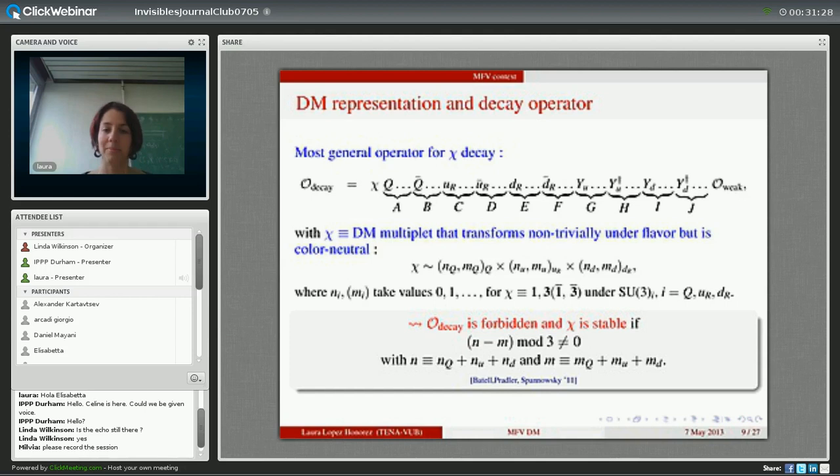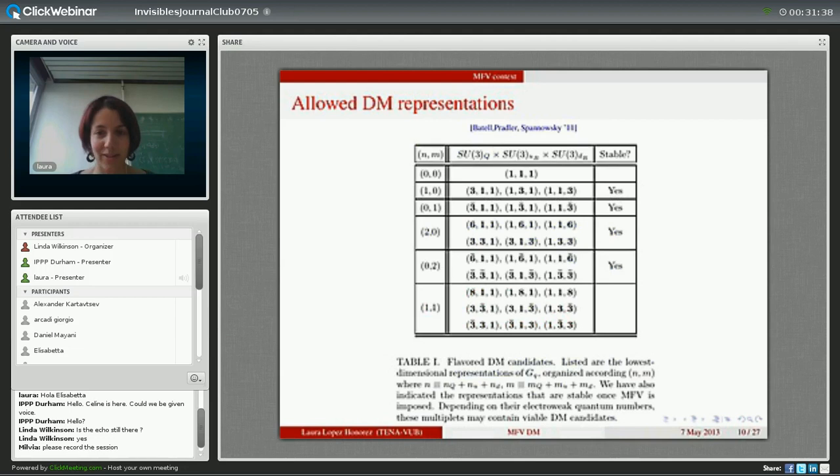So this is the conclusion they get, and they had a table where you can see a list of different possible lowest dimensional representations under the flavor symmetry group, which can be complete singlets, but this is not stable, or for example triplets under one of the SU(3)s, which is actually stable, or some other combination, and see which ones are possibly stable dark matter candidates or not.